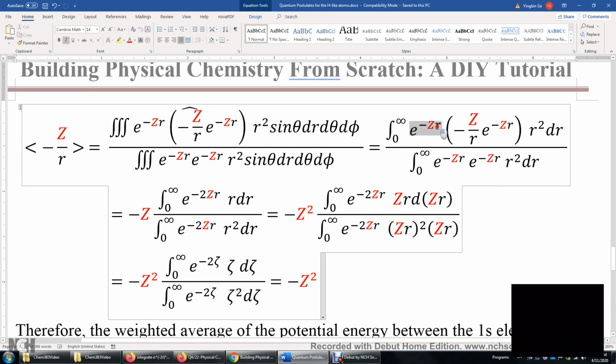First, e to the power of negative Zr times e to the power of negative Zr is e to the power of negative 2Zr. And then we have this r on the bottom, r squared on top, so it's going to be just negative r here. I put the negative sign here, and I put this r here. Also, we have a constant Z, so I put this Z in front of this fraction. Again, the top and bottom look similar, but on the bottom you have r squared here.